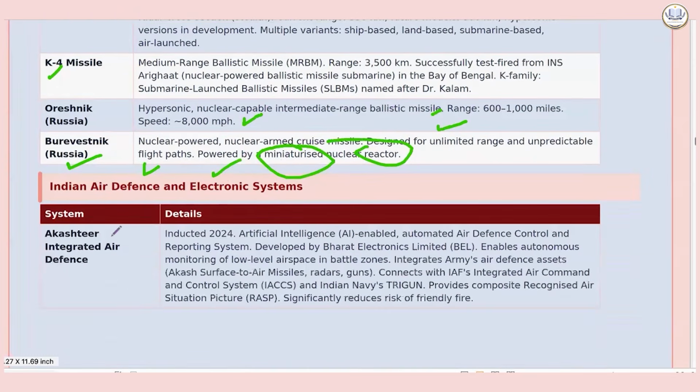Then India defense and electronic systems: we have Akashteer Integrated Air Defense, inducted in 2024. It is AI enabled, an automated air defense control and reporting system developed by BEL, Bharat Electronics Limited. It enables autonomous monitoring of low-level airspace in battle zones, integrates the Army's air defense assets, Akash surface-to-air missile, radar, guns, and connects with the Indian Air Force's integrated air command and control system and the Indian Navy's Trigun. It provides a composite recognized air situation picture, significantly reducing the risk of friendly fire.